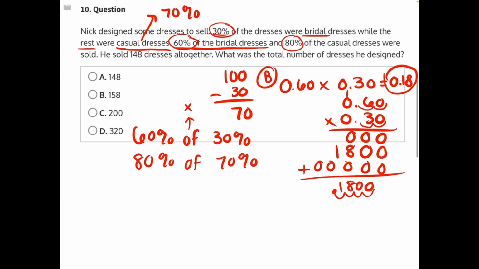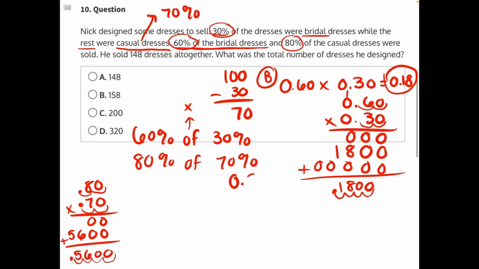Then we need to do the same thing for 80% and 70%. So we will have 0.80 times 0.70. And we actually don't need that 0 on the front, that'll save us some time. 0.80 times 0.70. 0 times 0. 0 times anything is 0. Then we add a placeholder. 7 times 0 is 0. 7 times 8 is 56. We have 5,600. Count up our places. 1, 2, 3, 4. Apply it. 1, 2, 3, 4. And we will have 0.56 as the answer for our casual dresses.